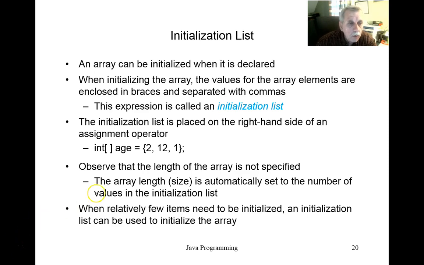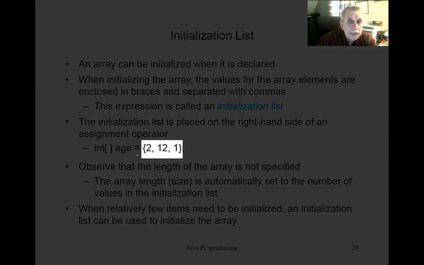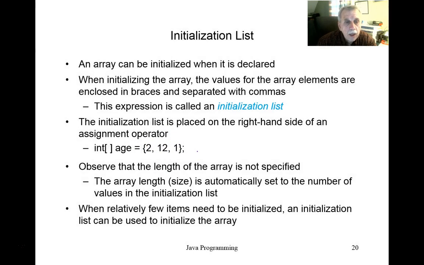So the way we do it is we again announce a base type for the array, specify the reference variable that will be used to access the elements of the array. Then we have the assignment operator, but instead of being assigned the address that results from invoking the new operator, what we're going to do is actually list the values that are going to be stored within the elements. This is referred to as the initialization list.